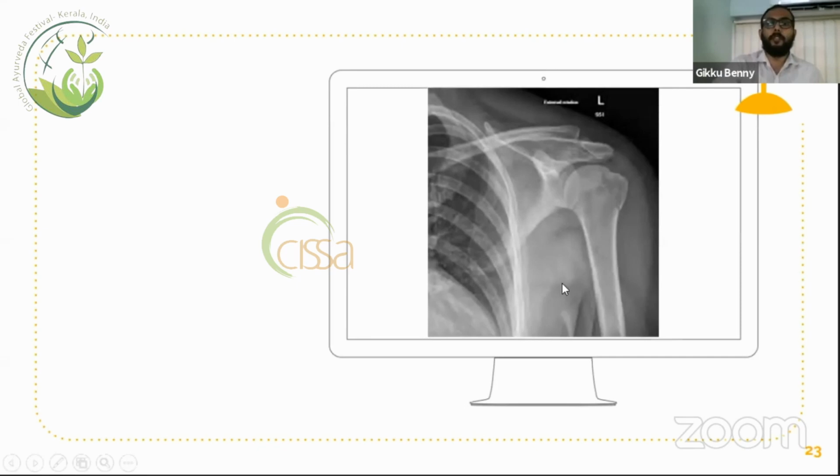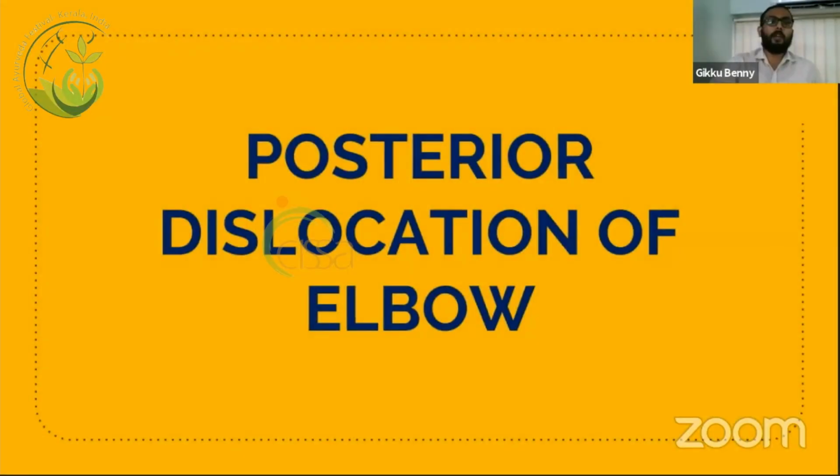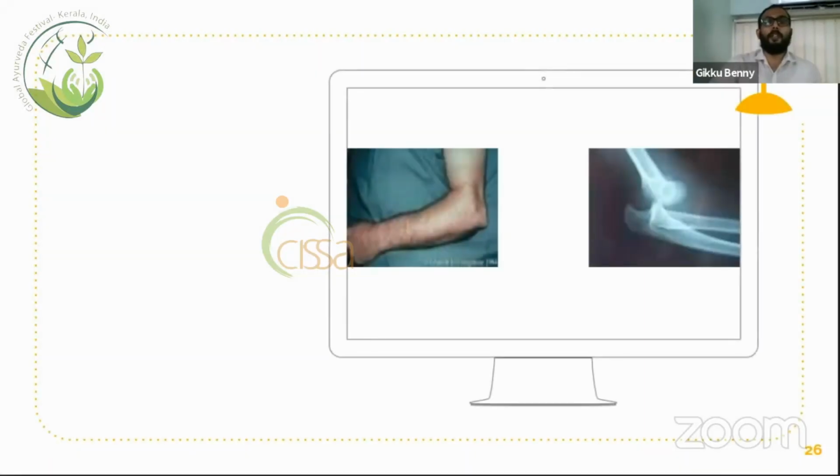And in greater tuberosity fracture also, it is possible to do conservative management very easily, and only in rare cases, with more avulsion only, is surgery needed. In all other conditions, we can do the same swastika bandha for a period of 3 to 4 weeks and then go for rehabilitation. Coming to elbow joint, the most common is posterior elbow dislocation.